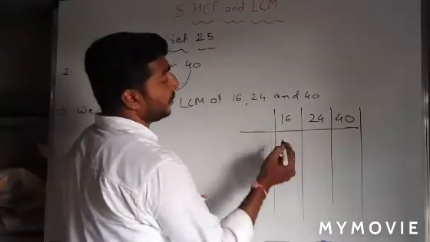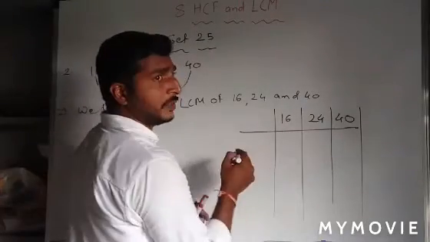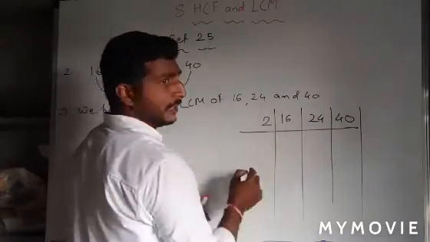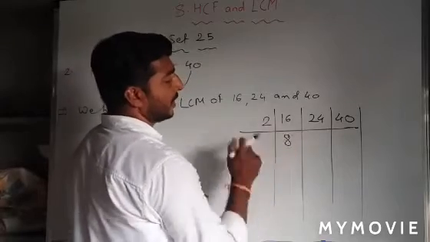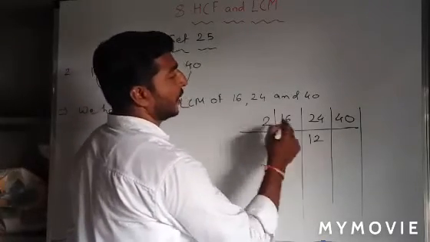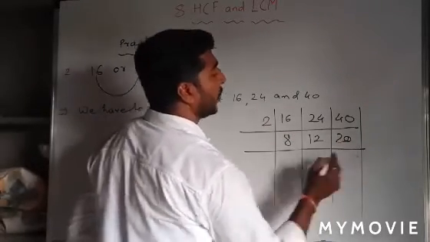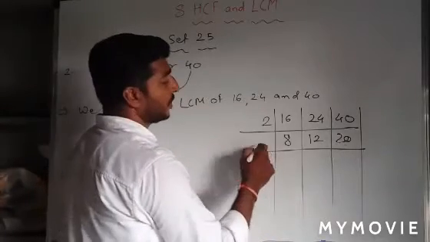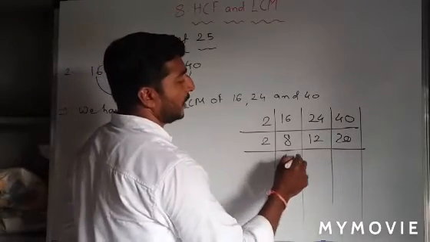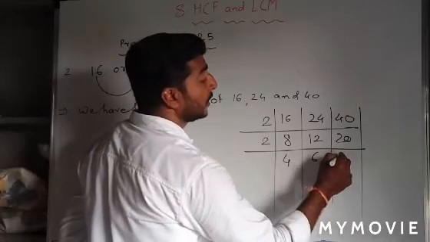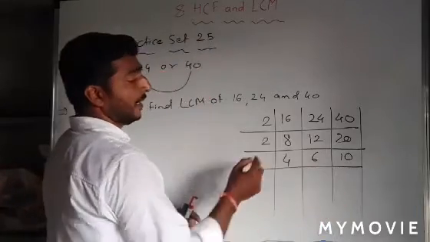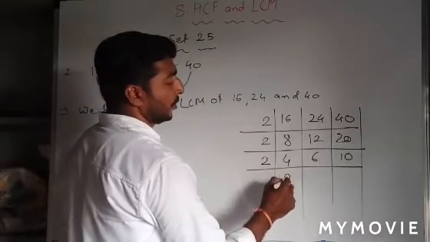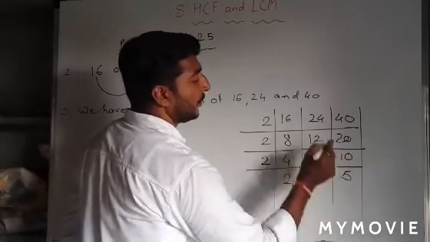So we will take first 2. First you have to check whether these numbers are divisible by 2. So it is yes, so do with the 2. So 2 8s are 16, 2 12s are 24 and 2 20s are 40. Now again with the 2 it is possible, so do with the 2. So 2 4s are 8, 2 6s are 12 and 2 10s are 20. Again with the 2 it is possible, do with the 2. So 2 2s are 4, 2 3s are 6 and 2 5s are 10.